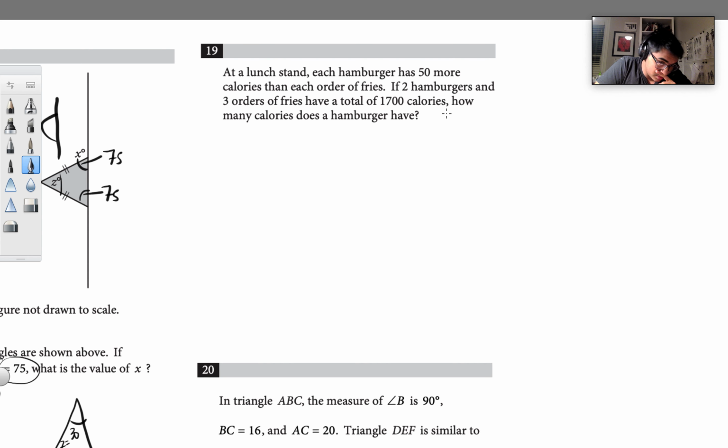First of all, 2 hamburgers and 3 orders of fries with only 1,700 calories sounds like a miracle. I mean, I feel like you'd be lucky to get a hamburger that's less than 2,000 calories. So this is a bit of a stretch, but you know what? Let's roll with it. It doesn't matter.